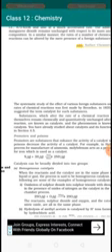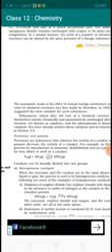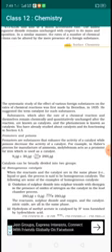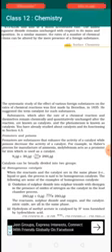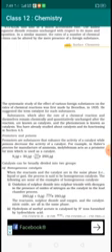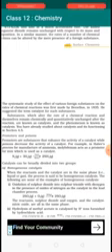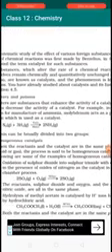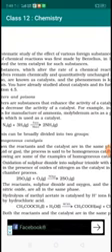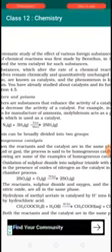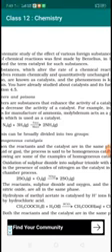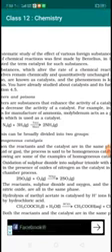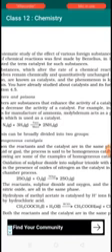Let us see one example. Oxidation of sulfur dioxide into sulfur trioxide with dioxygen in the presence of oxides of nitrogen as a catalyst in the lead chamber process. SO2 plus O2 gives 2SO3, and NO acts as a catalyst. Here the catalyst is a gas, sulfur dioxide is also a gas, oxygen is also a gas, and the product SO3 is also a gas. So all the reactant and product phases are the same, so it is a homogeneous catalyst.